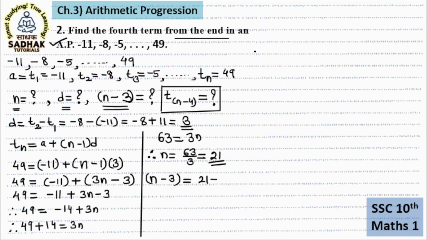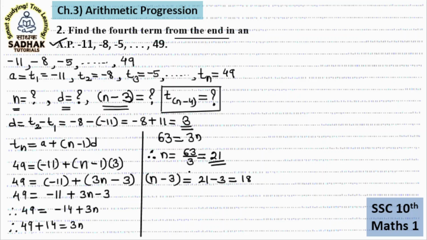n is the last term, the second last term is n minus 1, the third term from the end will be n minus 2 and the fourth term from the end will be n minus 3. So we have to find n minus 3. So 21 minus 3 will be 18.